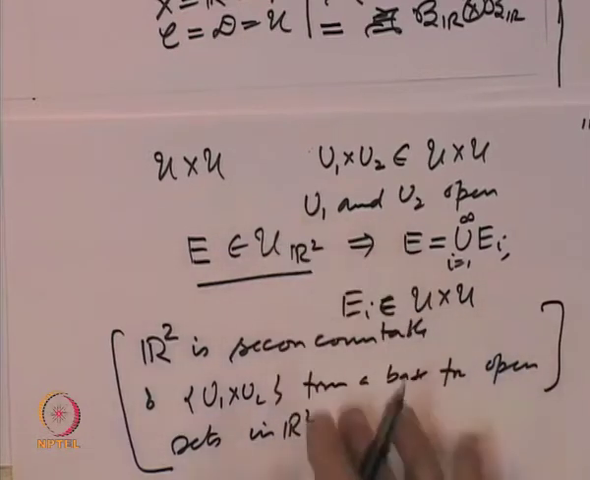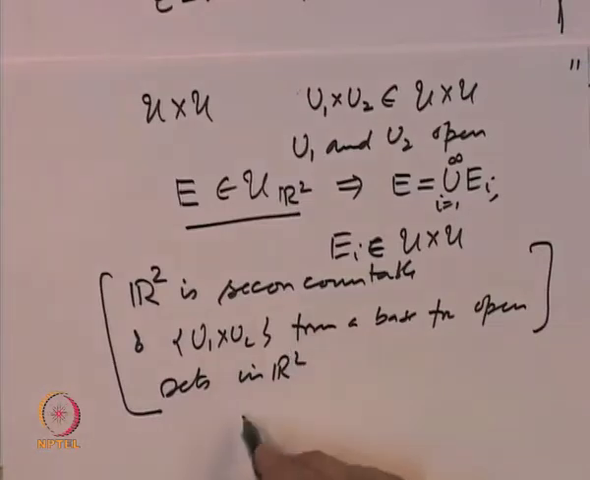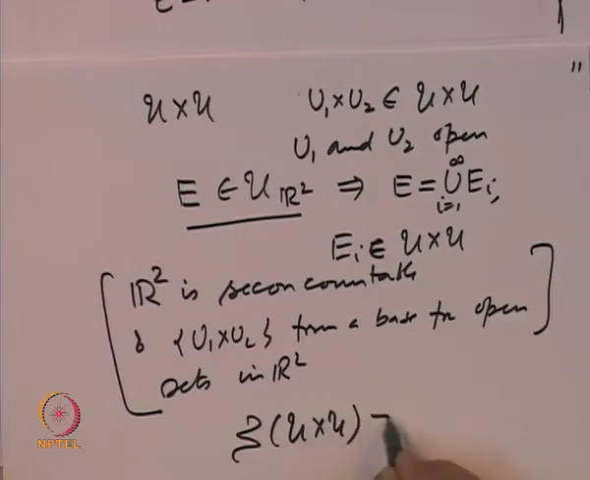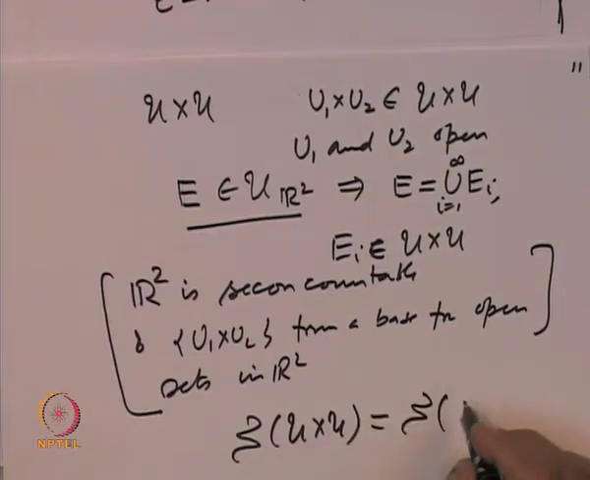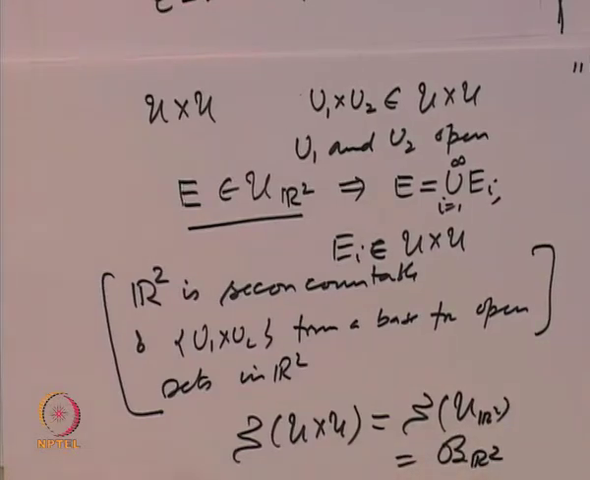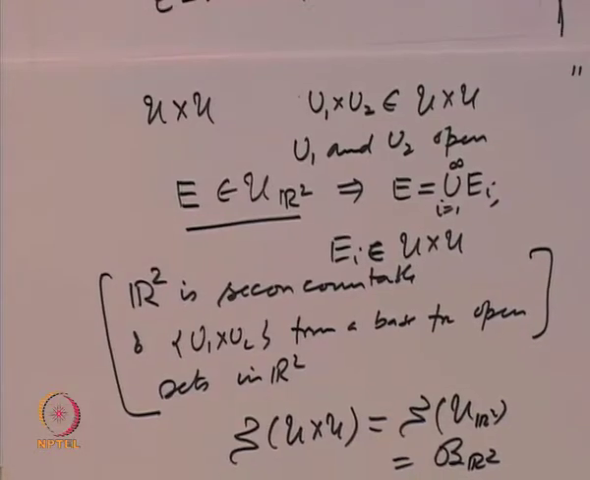So, by that fact, it will follow that the sigma algebra S of U cross U is the same as the sigma algebra on R^2 generated by open sets, and that is B of R^2. So, that will prove that the Borel sigma algebra in R^2.